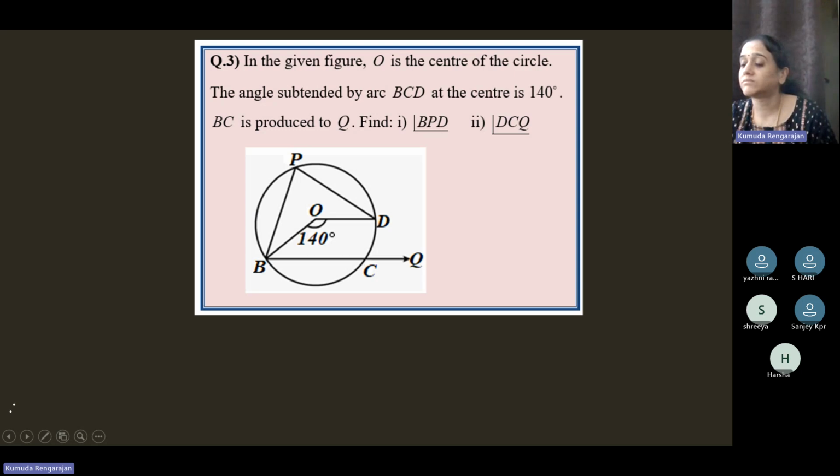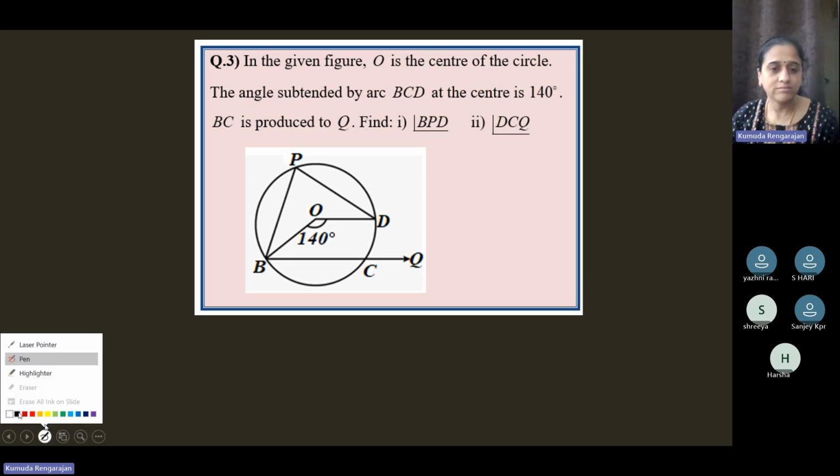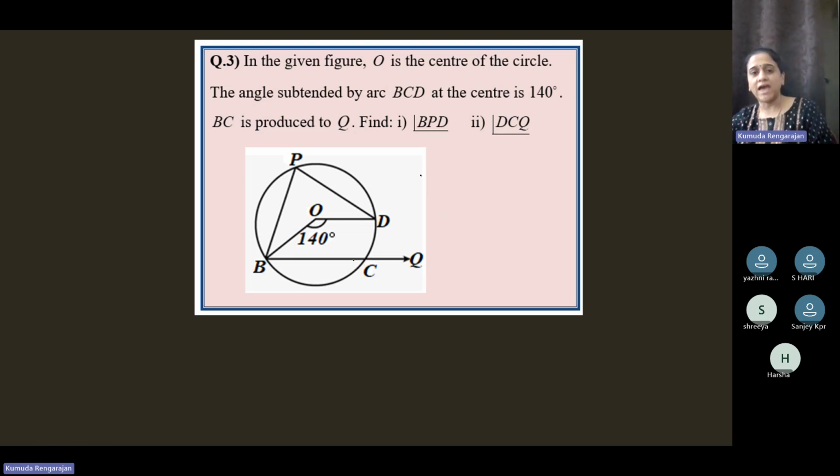First one is on me. This first one is 70, miss. Name the angle at the center. Angle BOD. Name the angle at the circumference. Angle BPD.